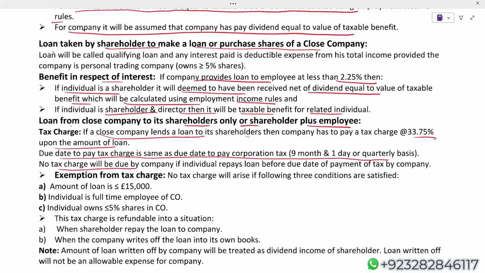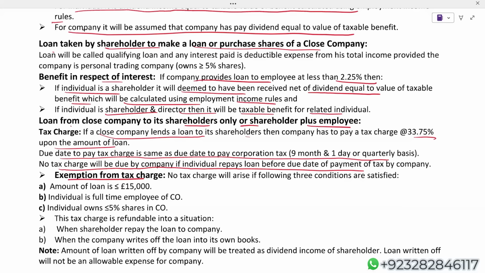No tax charge will be due by the company if the individual repays the loan before the due date. So simply, if you are a shareholder or shareholder plus employee of a closed company and the closed company has given you a loan, then whatever the amount of the loan, multiplied by 33.75%, is the tax charge the company will have to pay to HMRC. And the payment date is the normal date when we pay corporation tax.